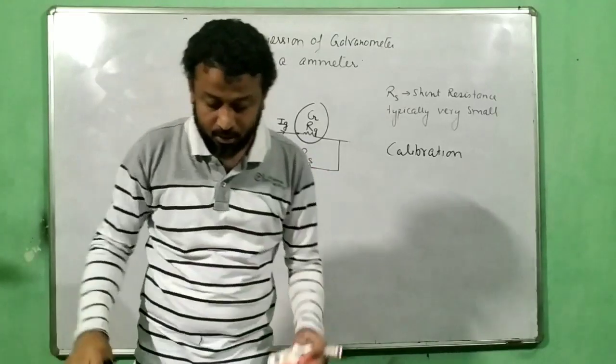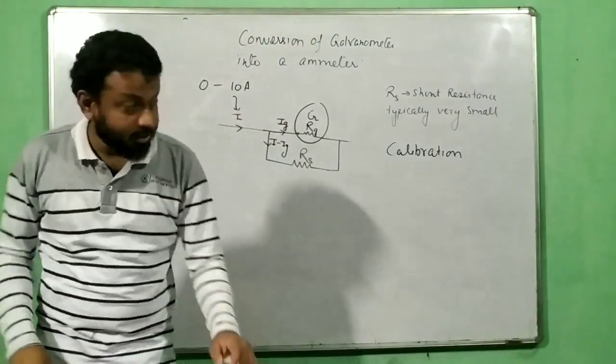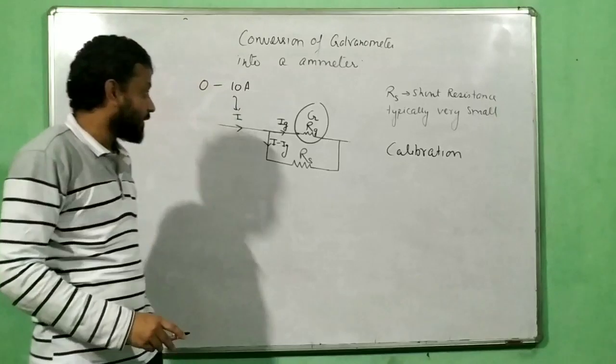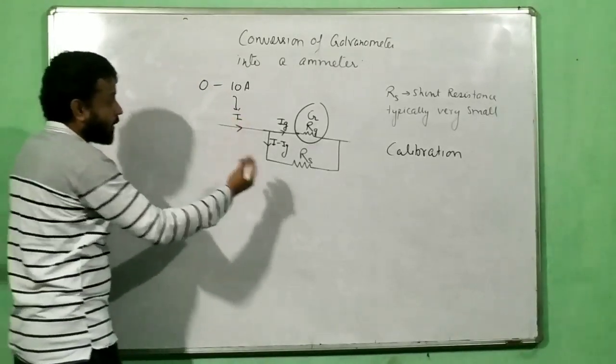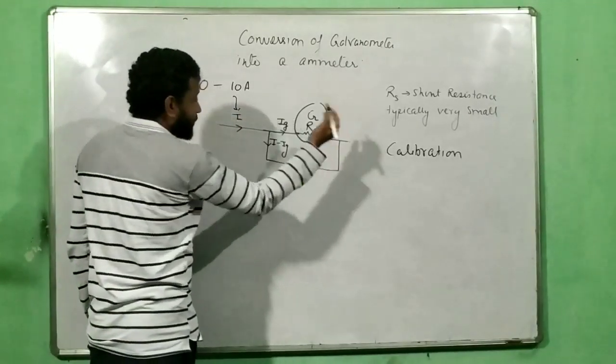Okay, it's not illegal over there. Okay, so that's how we do a calibration over there. Now, how to choose this Rs? That is the biggest question in our head.